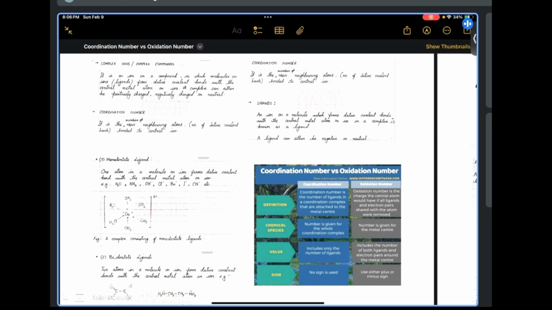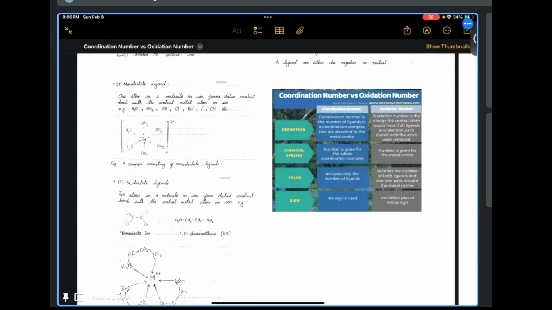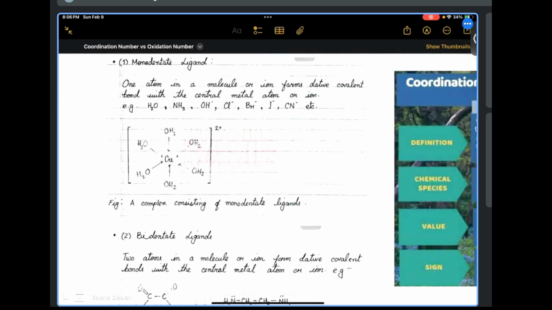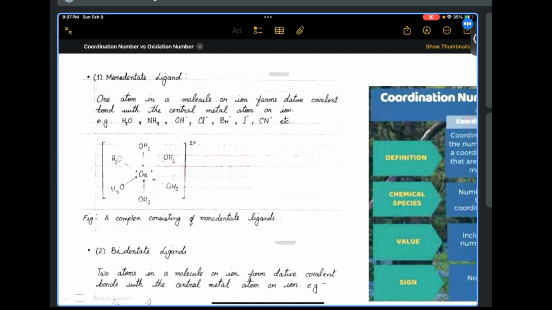Now let's go through the monodentate ligand. In the monodentate ligand, one atom in a molecule or ion forms a dative covalent bond with the central atom. Let's say for OH2, out of this OH2 molecule, only one atom is forming the dative covalent bond with the central atom, let's say copper. Let's say for OH2, NH3, OH minus. These are some of the examples.